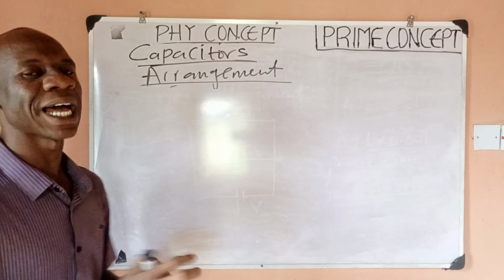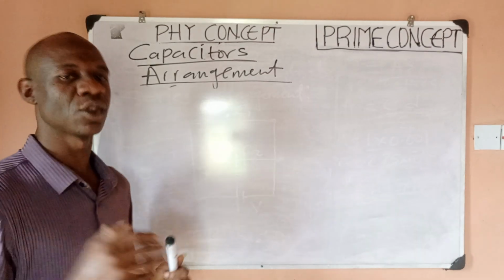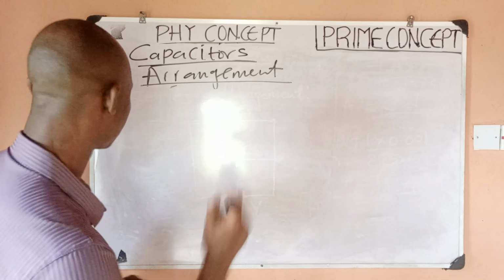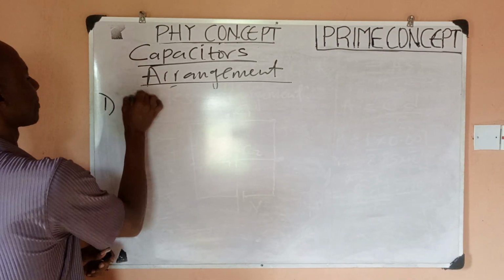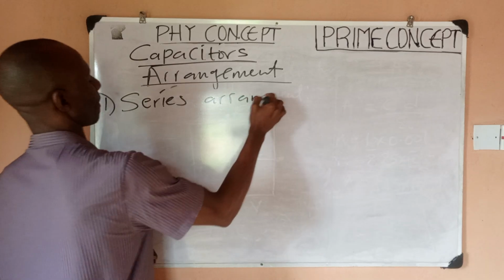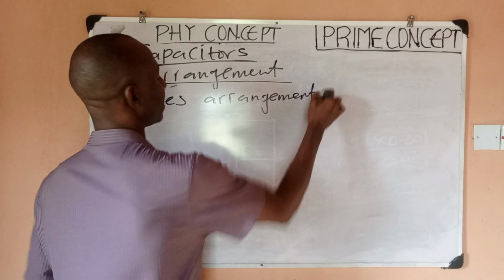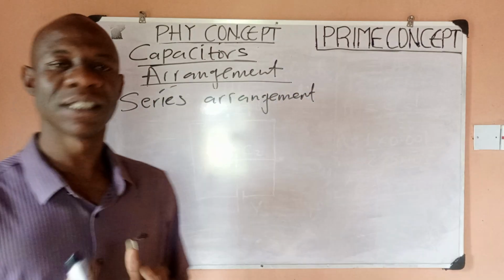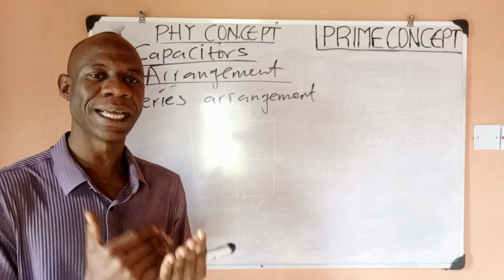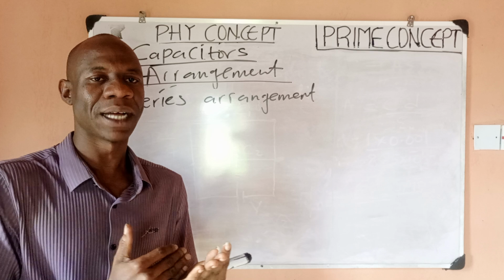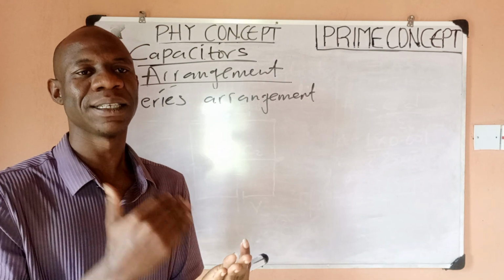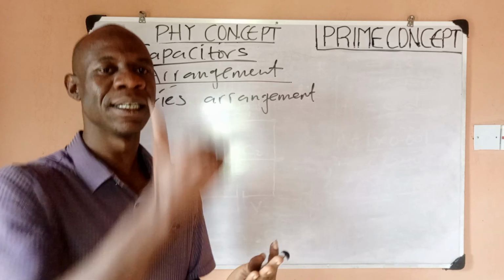Now we're talking about arrangement of capacitors. We're going to consider 2 kinds of arrangement in this case. Number 1 we want to consider is the series arrangement. So capacitors are arranged in series when you connect them, the end of one to the start of the other. Or you can say capacitors are connected in series when you connect them head to tail.